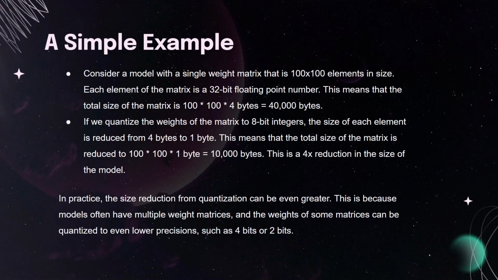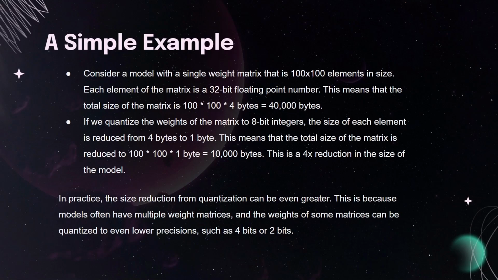Let's take a simple example. Consider a model with a single weight matrix that is 100 by 100 elements in size. Each element of the matrix is a 32-bit floating point number. This means that the total size of the matrix is 100 by 100 times 4 bytes, which is equivalent to 40,000 bytes. If we quantize the weights of the matrix to 8-bit integers, the size of each element is reduced from 4 bytes to 1 byte. This means that the total size of the matrix is reduced to 100 times 100 times 1 byte, which is 10,000 bytes, which is a 4 times reduction in the model size.